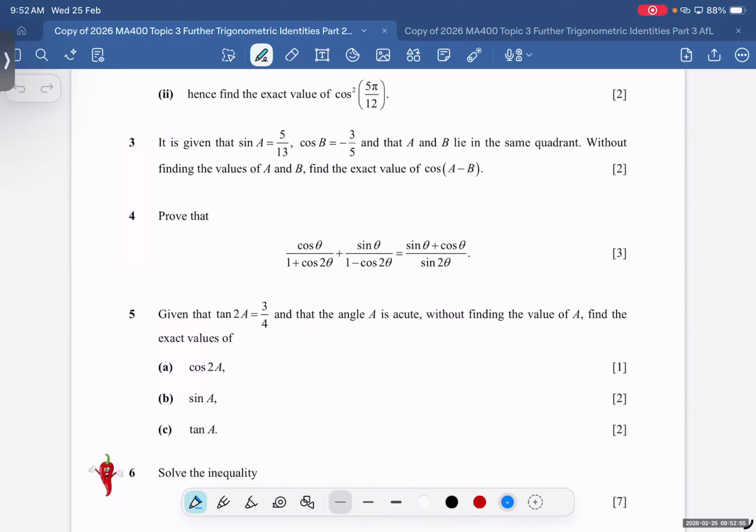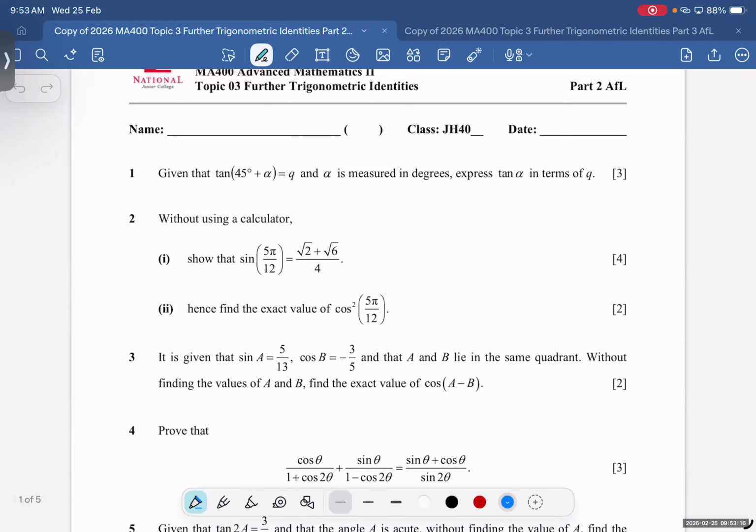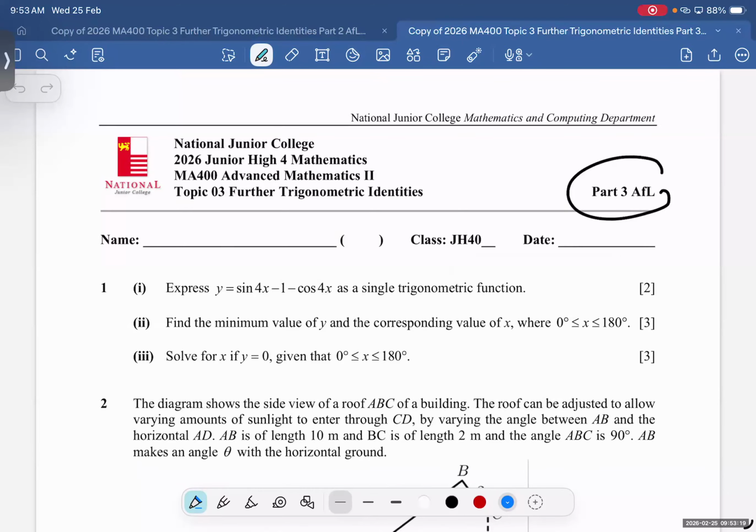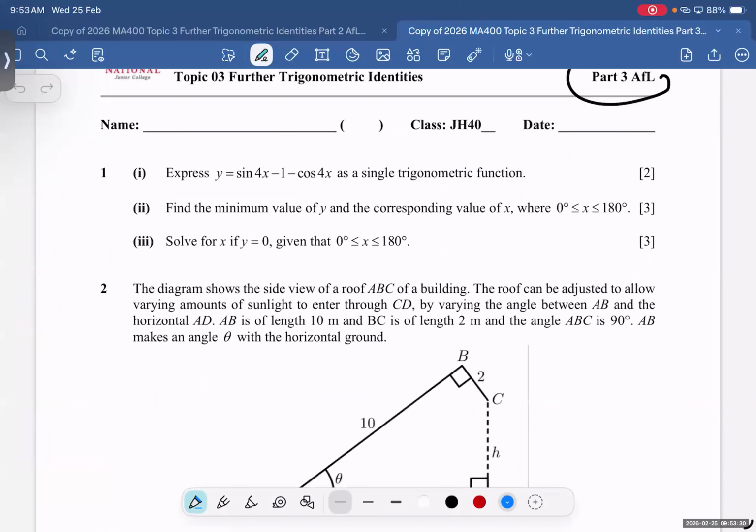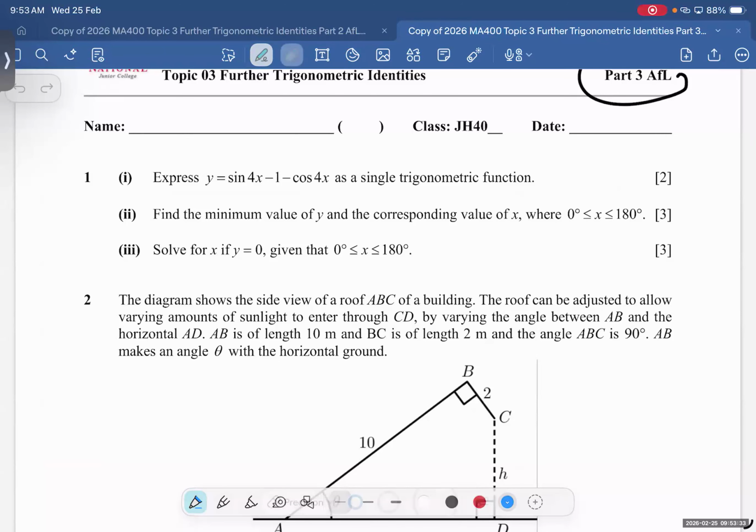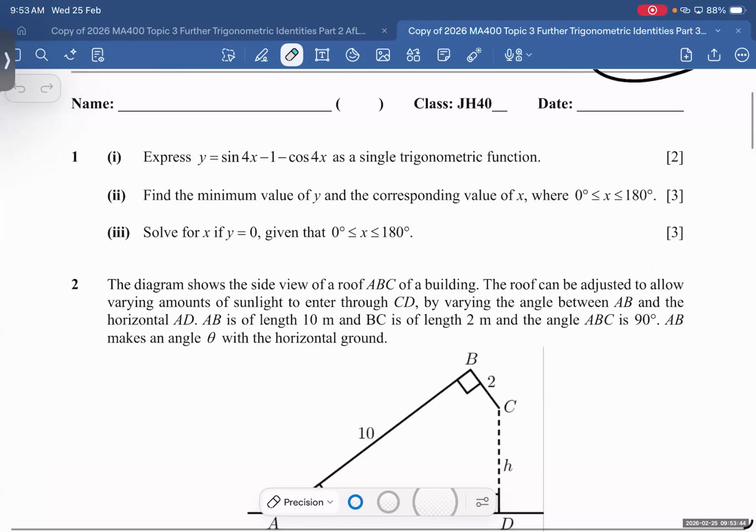No need, because you're putting it as a single trig function. Right or not? Single trig function. Yeah, this one is very good. Oh, good.